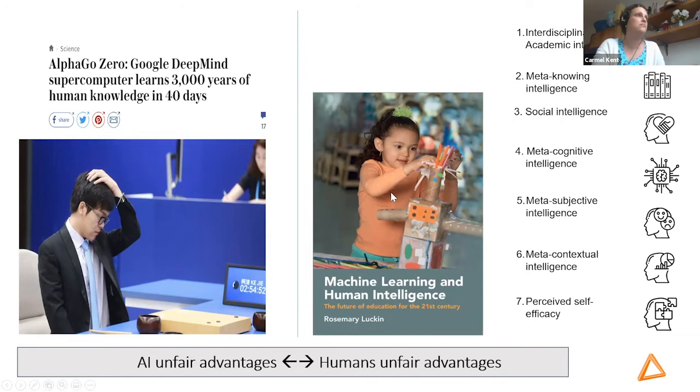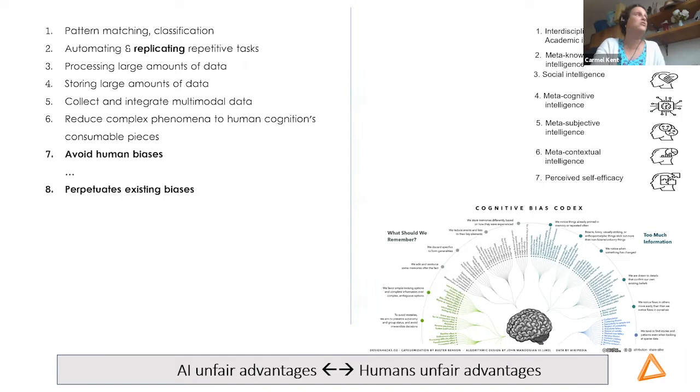Some key unfair advantages of technology are here on the left. Very generally, of course, because different technologies usually use different unfair advantages over us. And if they don't, they are usually not good for us. So we are talking about pattern matching, replicating, repeating. This is why it works so well with more simple, repetitive administrative tasks like question and answer bots, etc.